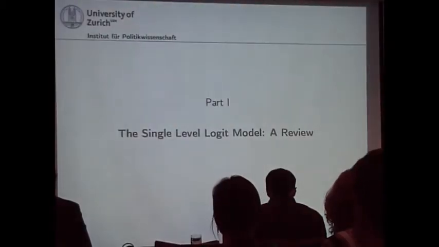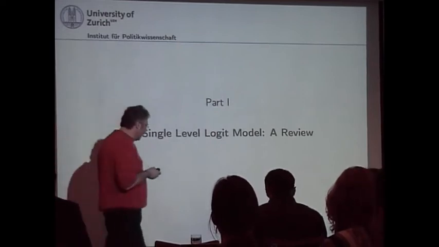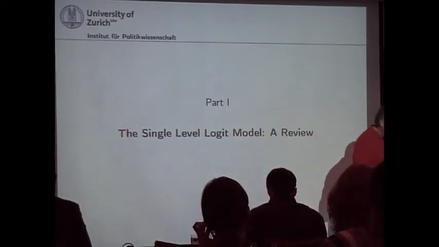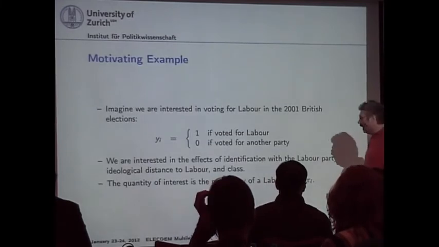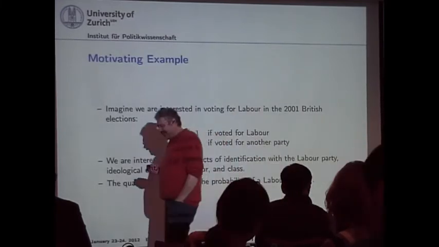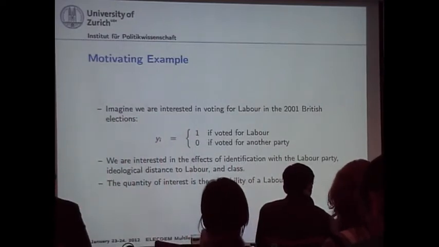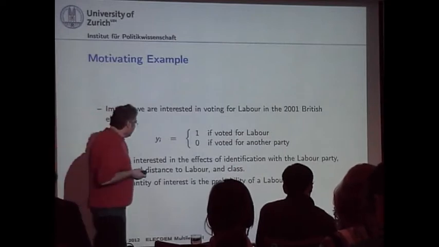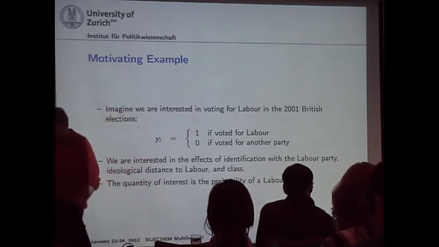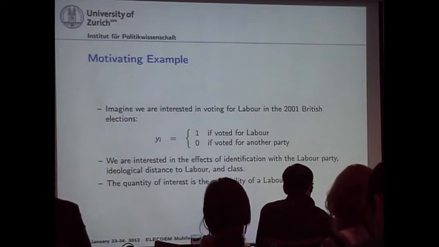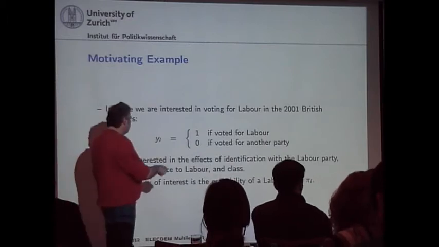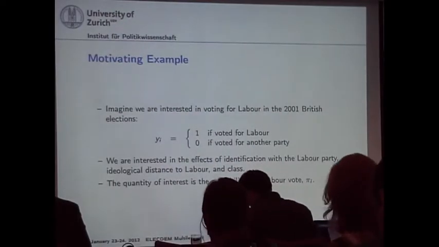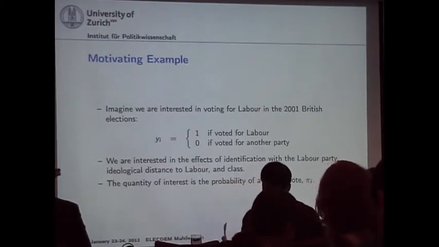So then I can really pick the right title here: review of the single level model. And we're switching to a different example, British election study data from 2001. In particular, I'm interested in this dependent variable, whether someone voted for Labour in the 2001 election or for another party. So I have a 0-1 coded dependent variable, 1 if the person voted for Labour, 0 if they didn't.